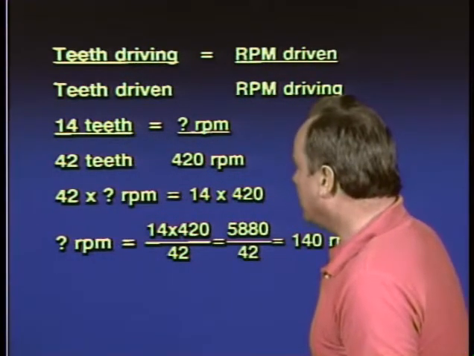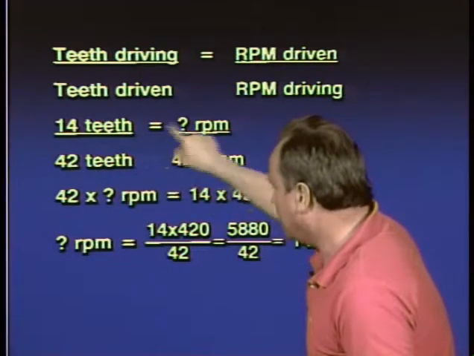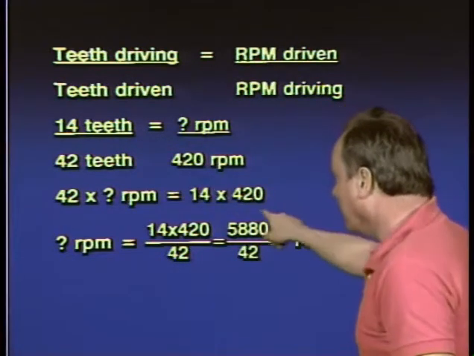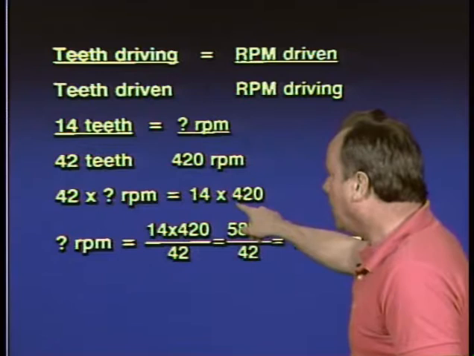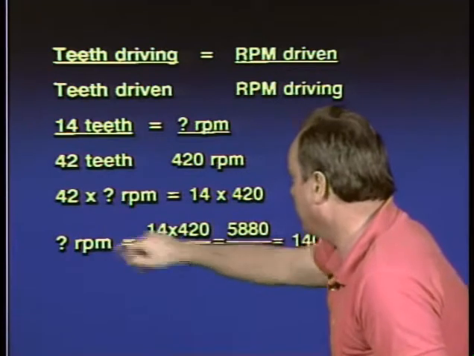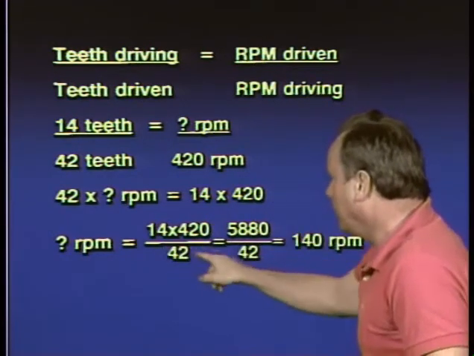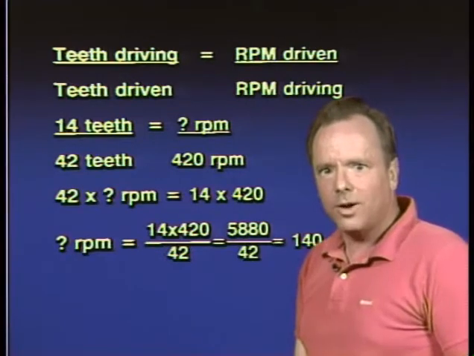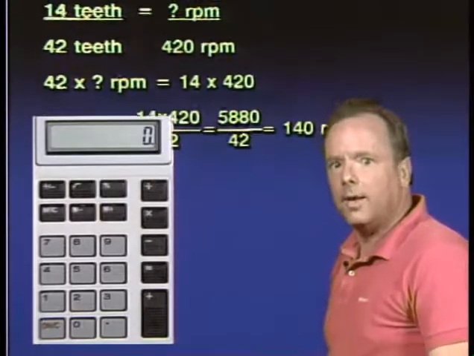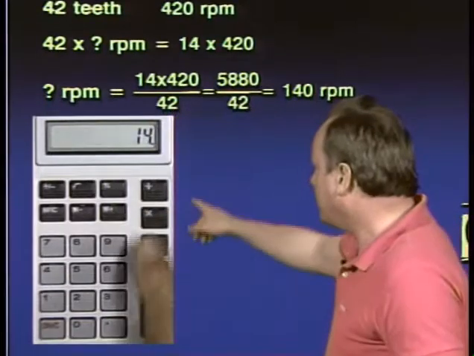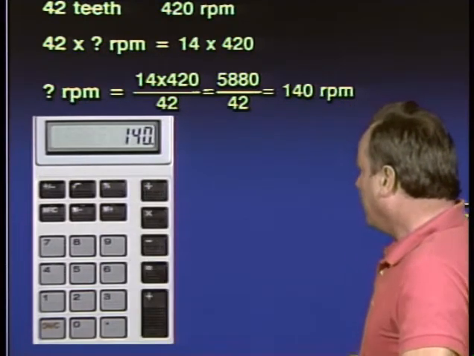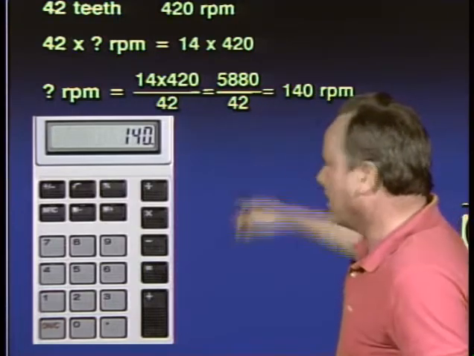Now, let's figure it out. All we have to do is cross multiply, and so 42 teeth times the question mark RPM equals 14 teeth times 420 RPM, 14 times 420. All right, and all we have to do now to get the RPM is divide each side by 42, so we'll take the 42 off of this side, and it's 14 times 420 divided by 42. Now let you and I use the electronic calculator and see if we can figure out some of this. And to do that, we're going to multiply it out, and it's 14 times 420 divided by 42. And we get 140 RPM. The 14 times 420 came out to 5880.